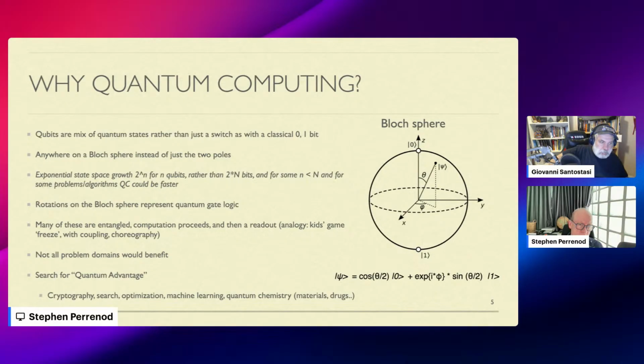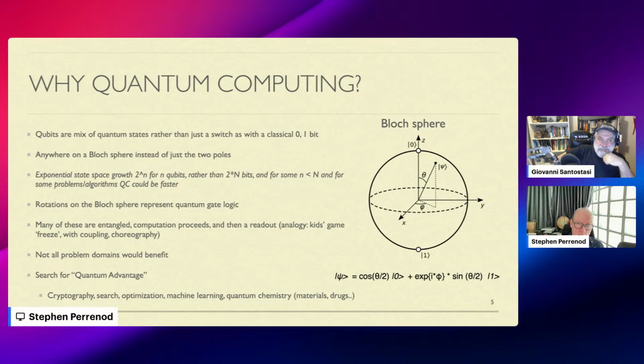So the analogy that I just thought of this morning, but it's a pretty nice one, is this kids game freeze, where the kids all dance around, and then the teacher, the instructor, tells them to freeze, and then they're all in different positions, but that's your final state, that's your readout, that's your answer.